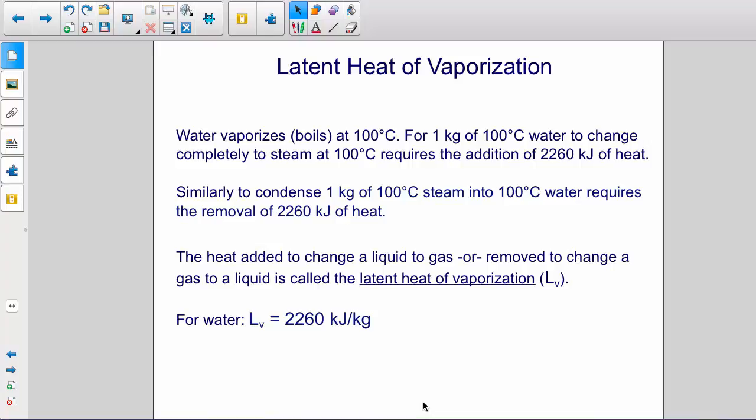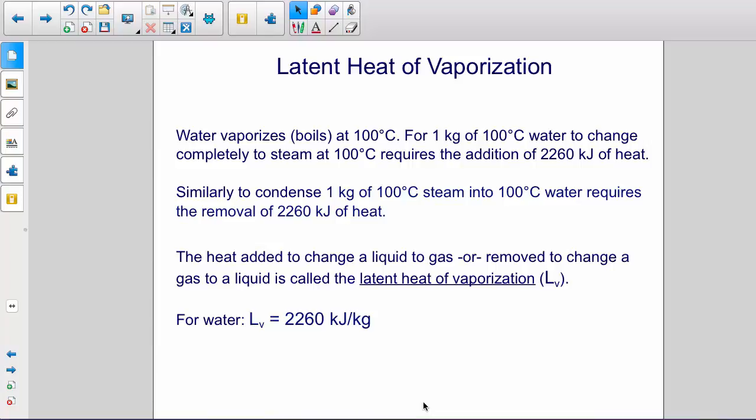Continuing with water, we know that water boils at 100 degrees Celsius. For 1 kilogram of 100 degrees C water to change completely to steam at 100 degrees C requires the addition of an incredible 2,260 kilojoules of heat. That is 2,260,000 joules of heat to take 1 kilogram of water at the boiling point to 1 kilogram of steam at the boiling point.